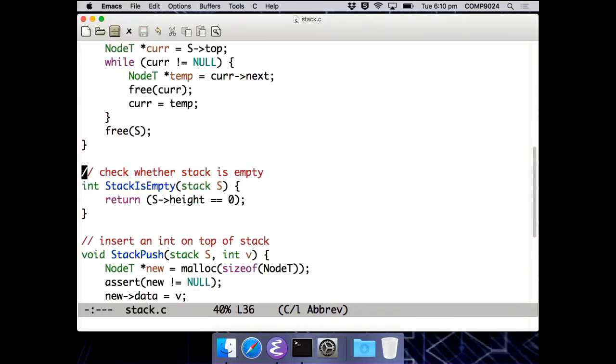That's removing, checking whether a stack is empty. This is really straightforward. We have that stack pointer, and if the height is 0, then the stack is empty.